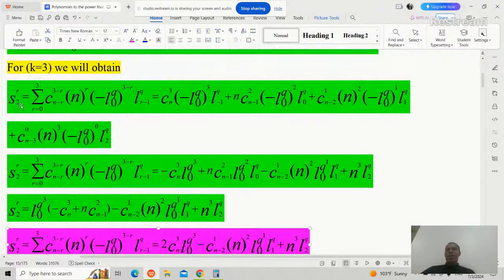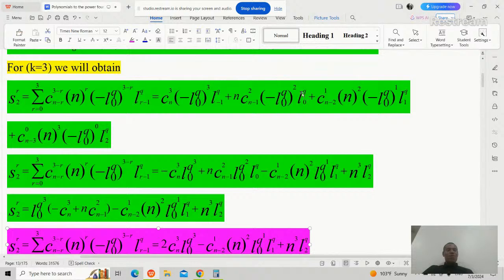If you just substitute k with 3, it will give you S2 of order R equal to the sum from 0 to 3 of combination n minus R choose 3 minus R, n raised to the power R, between parentheses negative L0 of q raised to the power 3 minus R times L R minus 1 of q. When R equals 0, 1, 2 and 3, you will get combination n choose 3 times negative L0 of q raised to the power 3 times L minus 1 of q, which is always 1, plus n combination n minus 1 choose 2, times negative L0 of q raised to the power 2 times L0 of q.